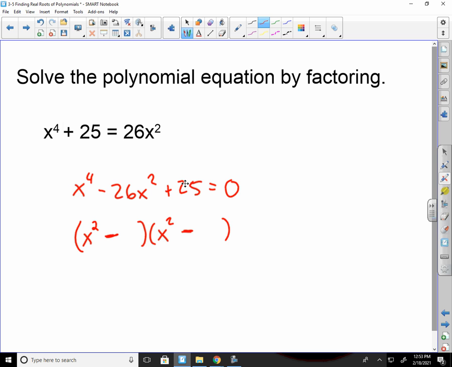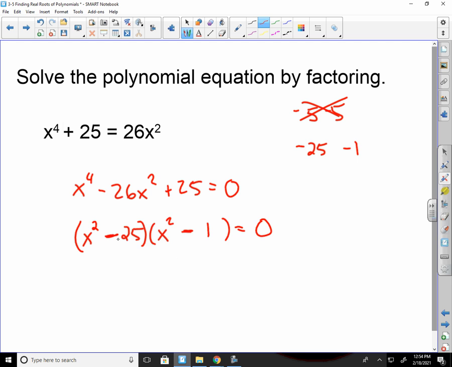Then what multiplies to give me positive 25 and adds to negative 26? Think of 25. It would have to be negative 5 and 5, or negative 25 and negative 1. Negative 5 minus 5 is negative 10. That's not negative 26. Negative 25 minus 1 is negative 26. So this would be minus 25 and minus 1. Set that equal to 0.